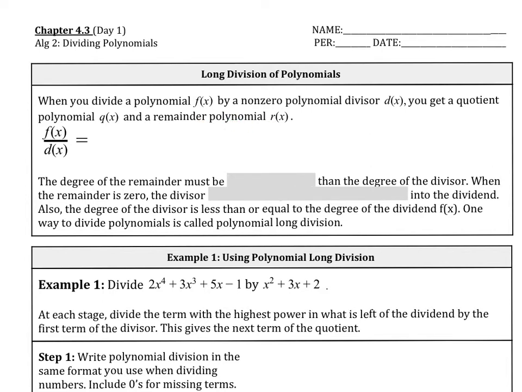So anytime you divide any number, you're going to get a quotient and a remainder, and you have a dividend and divisor. So the rule for that is dividend divided by divisor equals quotient plus remainder r(x) divided by divisor d(x). So this formula is dividend divided by divisor equals quotient plus remainder over divisor.